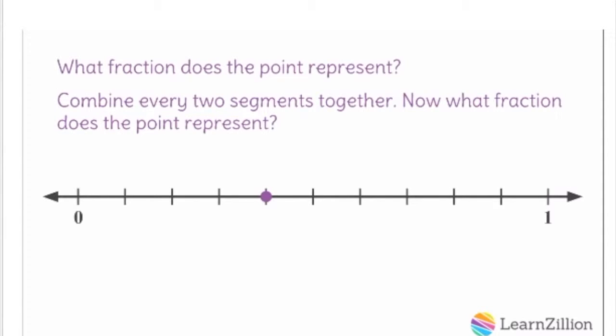Let's take a look at another example. What fraction does this point on the number line represent? There are 10 equal segments to make a whole on the number line. So this number line represents tenths. The point is located 4 1/10 spaces from 0, so the point represents 4/10.